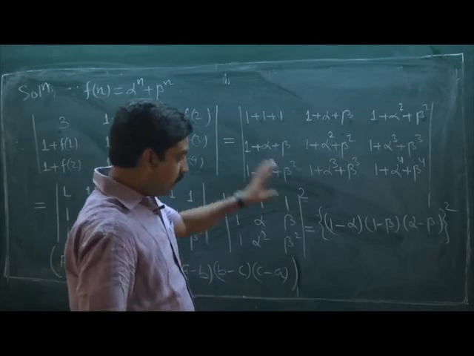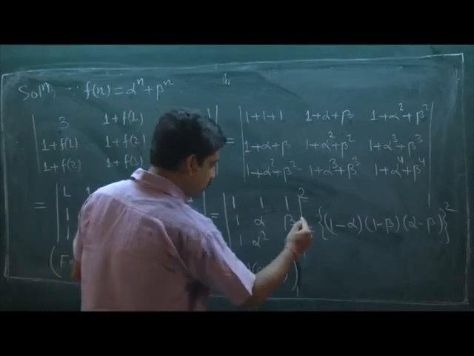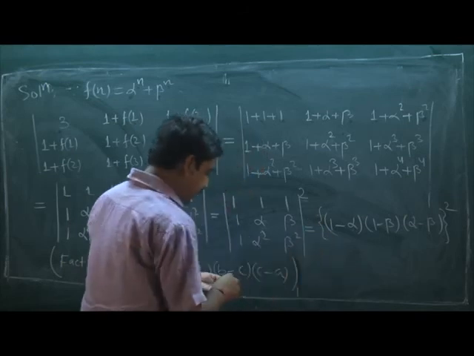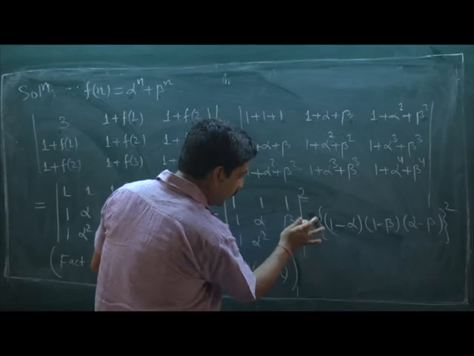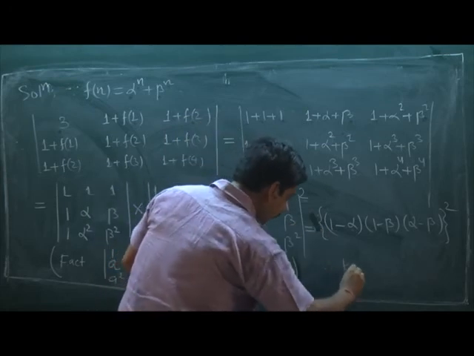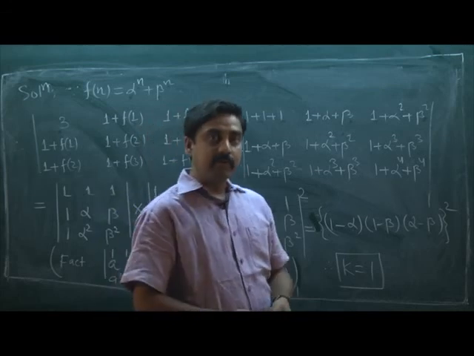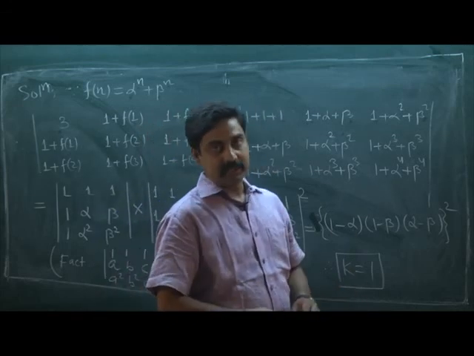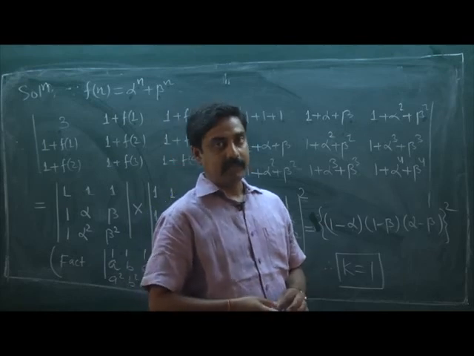Now compare this to the given question. You will find that in the given question there is a k. So the value of this k is 1. Hence k is equal to 1 is the solution of this question. For the solution of the next question, please move to our next video. Thank you.